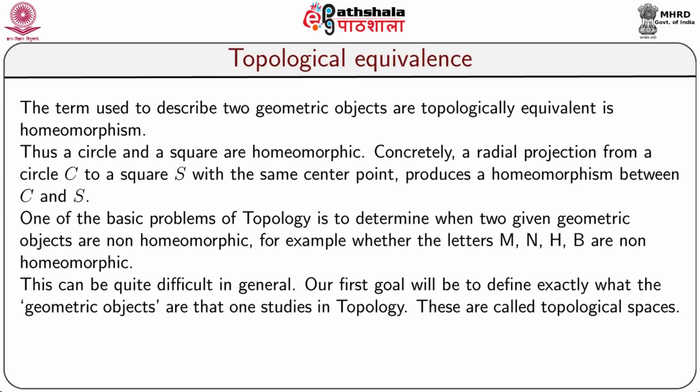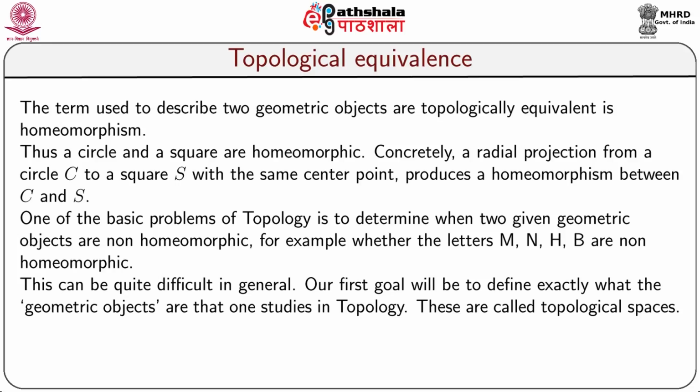The term used to describe two geometric objects that are topologically equivalent is homeomorphic. That means, from now on, if two geometric objects are equivalent, we will say that they are homeomorphic. In this terminology, a circle is homeomorphic to a square, by the radial projection. An open interval of length 1 is homeomorphic to a greater or smaller open interval. Of course, M and N will be homeomorphic, but M and H will not be homeomorphic.